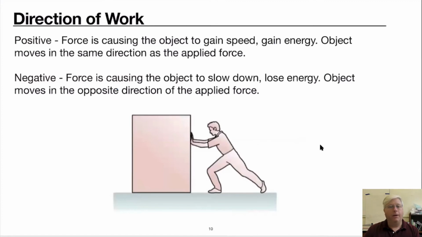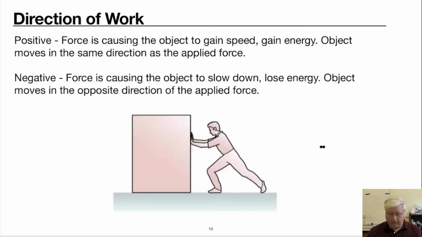Well, for positive, if the force is causing the object to gain speed or gain energy, we will call it the positive direction. If the object moves in the same direction as the applied force, we can refer to it as positive. And if it's negative, well, we might call it negative if the force is causing the object to slow down or lose energy, or if the object moves in the opposite direction of the applied force.